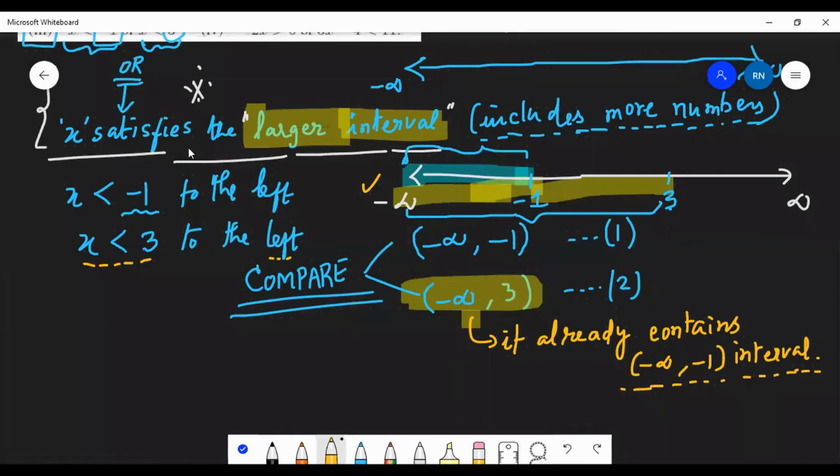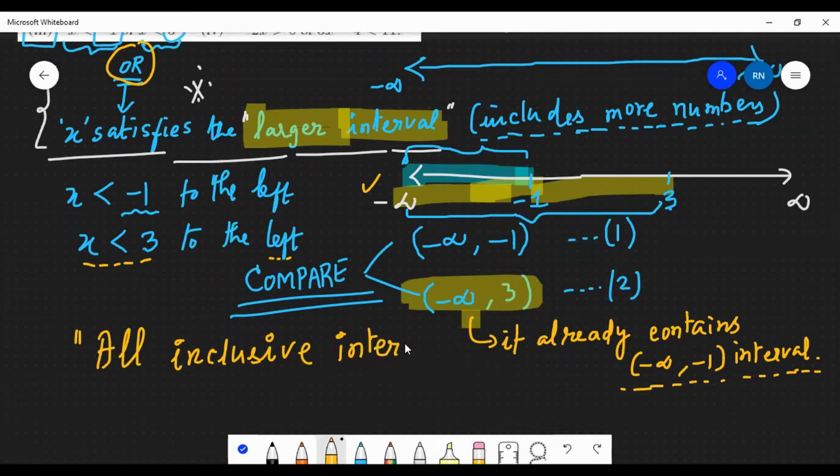So when we say OR, we have to choose the larger, all inclusive interval. There is another way of understanding: you can say an OR statement means all inclusive interval. It includes the values of statement 1 and the values in statement 2. You will understand better when you do the fourth subdivision.